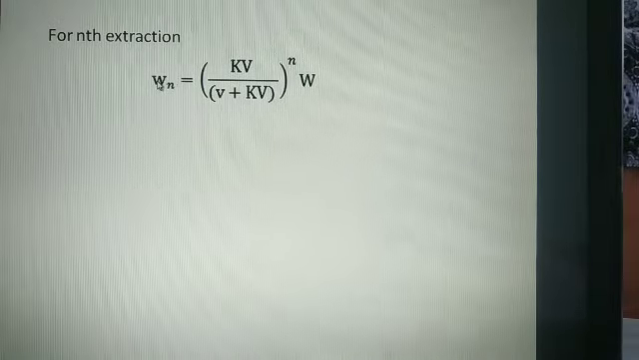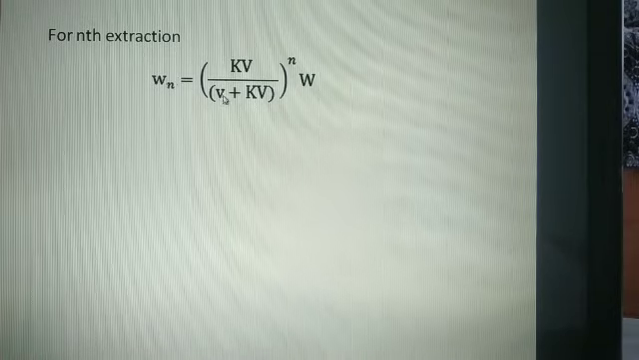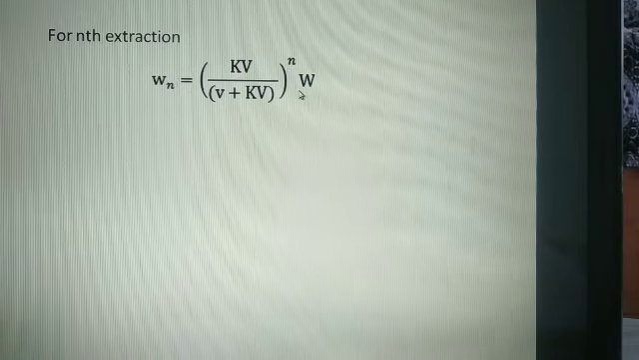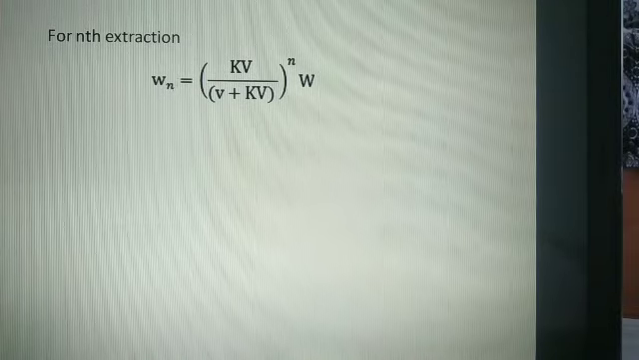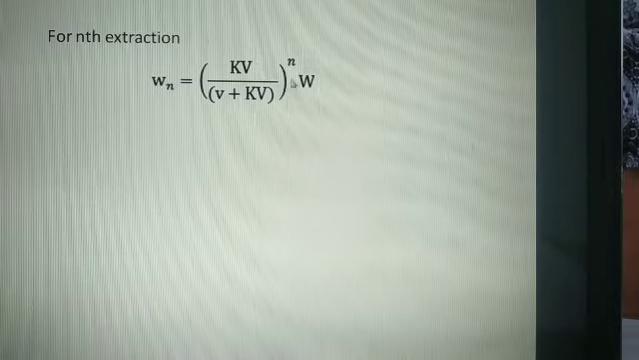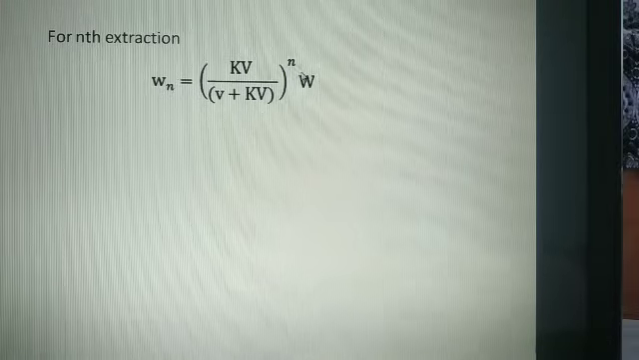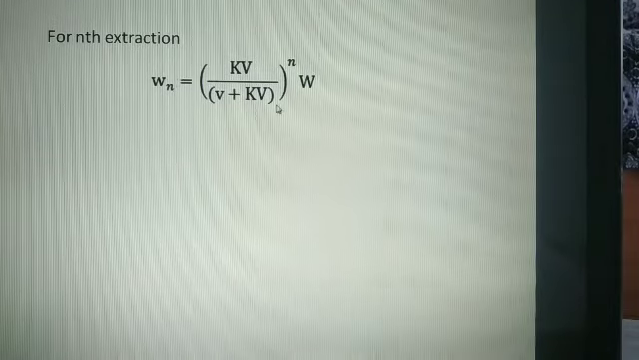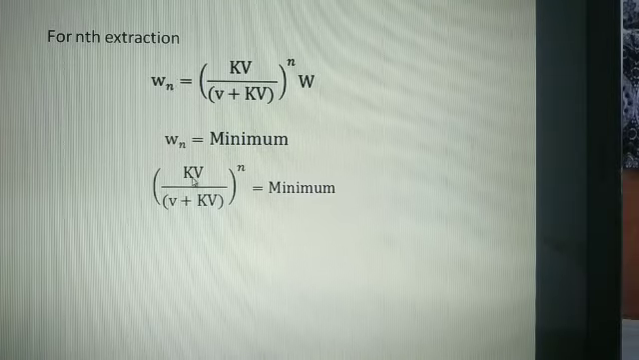aqueous phase or in the solution phase after the nth extraction, when you are using the extracting solvent in small lots. This should be very much less. Very little should remain in the aqueous phase, or the solution in which it is already present. W will not change, it is the starting amount, and it is multiplied by this factor, so this factor should be minimum. How can it be minimum? When Wn is minimum, and for that KV upon V plus KV should be minimum.